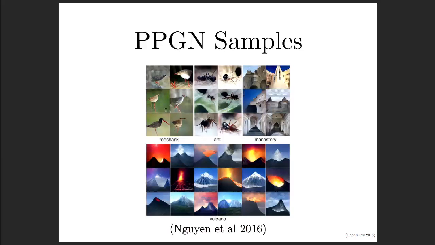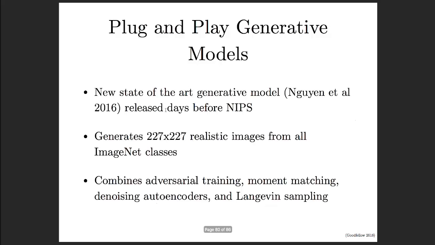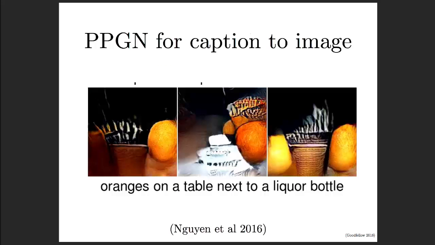Plug-and-play generative models, sorry, make 256 by 256 high-resolution images of all 1,000 classes from ImageNet and have very good sample diversity. The basic idea is to combine adversarial training, moment matching in a latent space, denoising autoencoders, and Monte Carlo sampling using the gradient. And the really cool thing is they also work for captioning, or inverse captioning, where you generate images by giving an input sentence that describes the image.